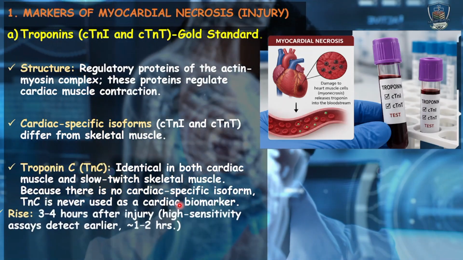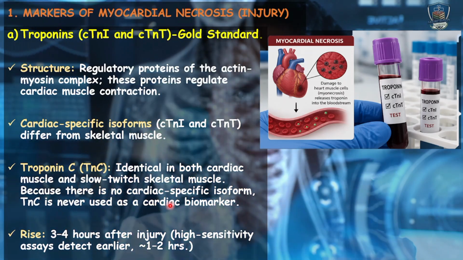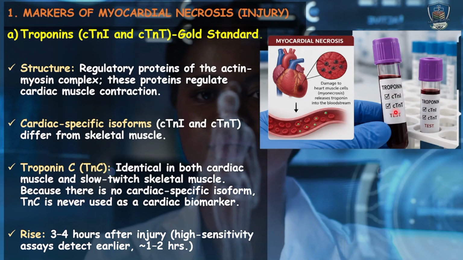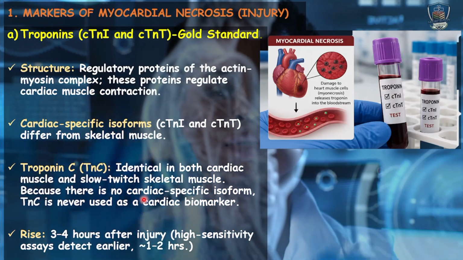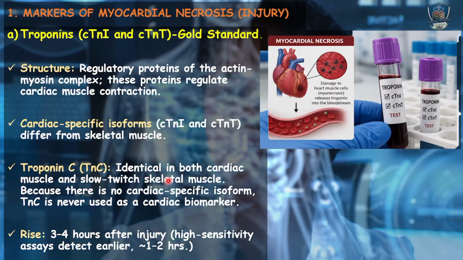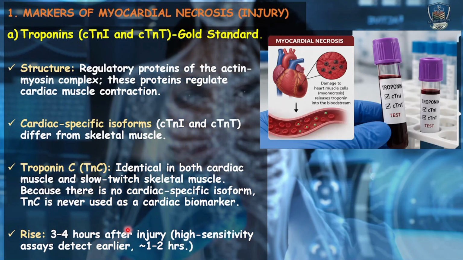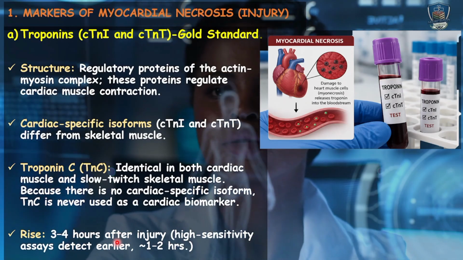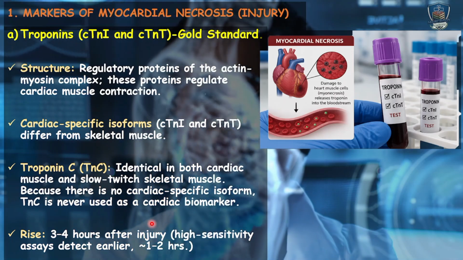So when you go to the lab or see the biomarker test being carried out, you only see the cTnI and the cTnT, that's the troponin I and the troponin T. Those two are the ones commonly used. Troponin C is rarely used because it's identical to the one released by the skeletal muscles. These two tend to rise 3 to 4 hours after injury, and they're very sensitive to the cardiac muscles. That's why they're always used as a gold standard.